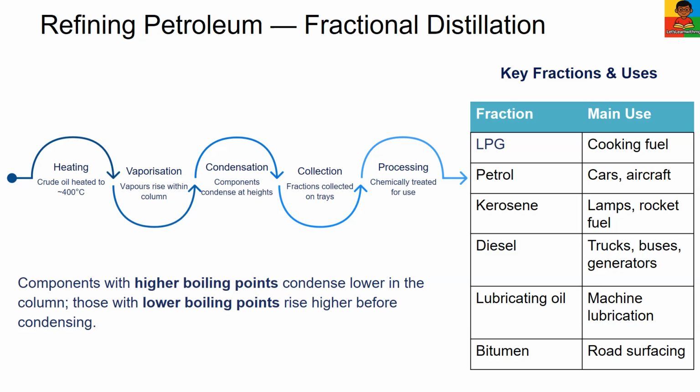Some key fractions and their uses are LPG for cooking fuel, petrol for cars and aircraft, kerosene for lamps and rocket fuel, diesel for trucks, buses, and generators, lubricating oil for machine lubrication, and bitumen for road surfacing.